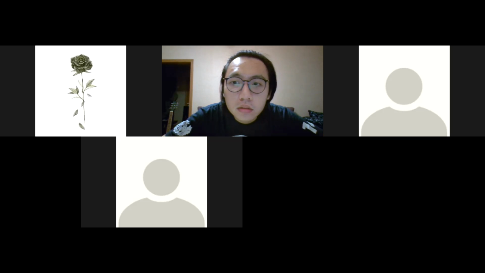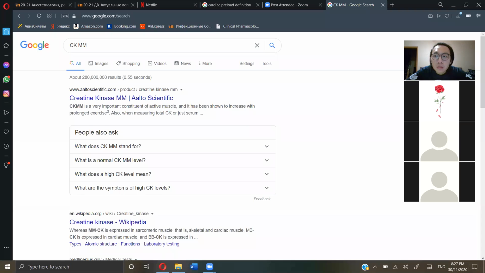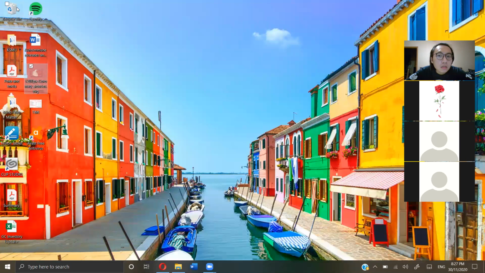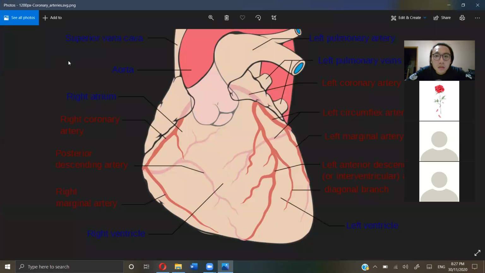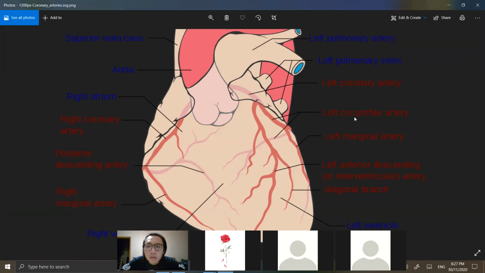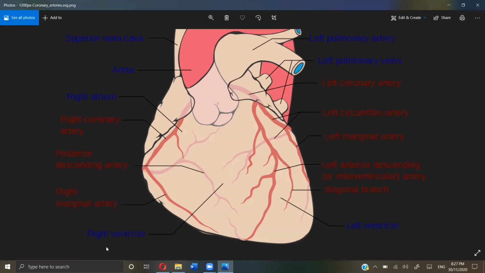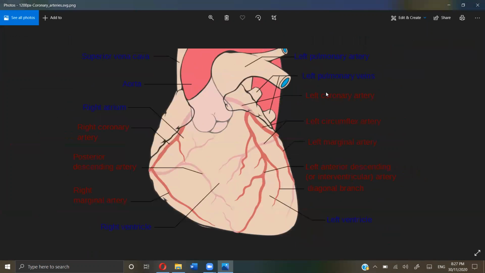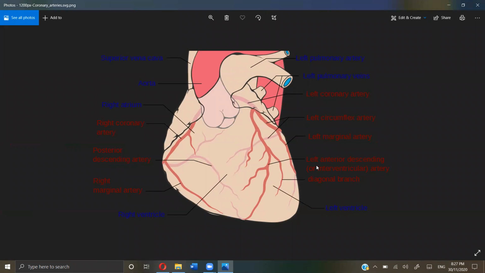Can everybody see this? Yes. Dark. I hope it's not too dark though.